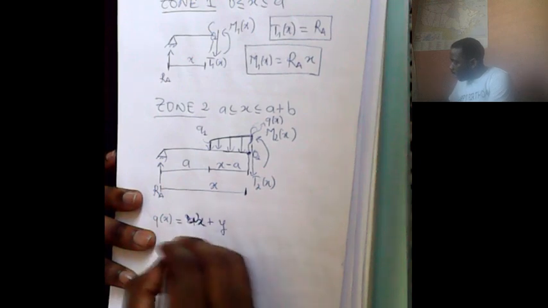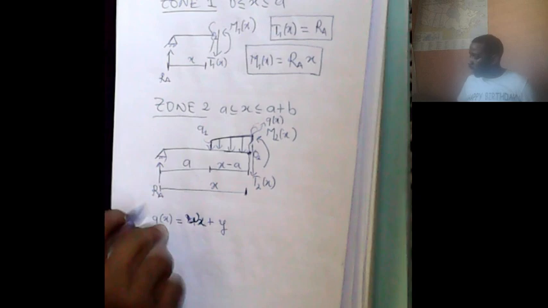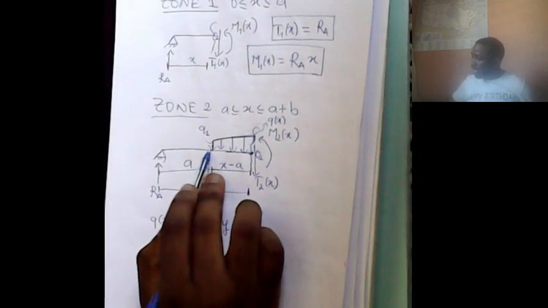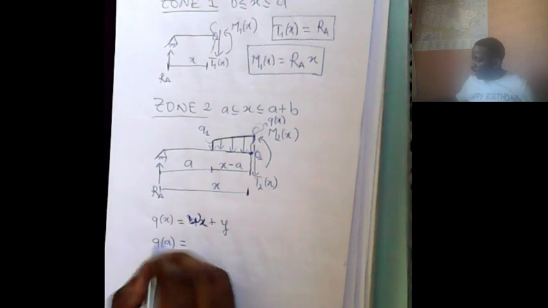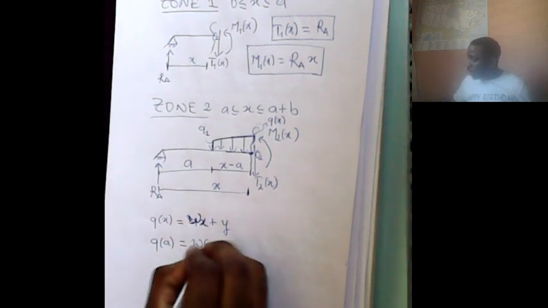So wx plus y, I know the values of q of x at given points. So I know, for example, that q of a, when I'm at a here, the value of q should be equal to q1, right? So I'll have w into a.